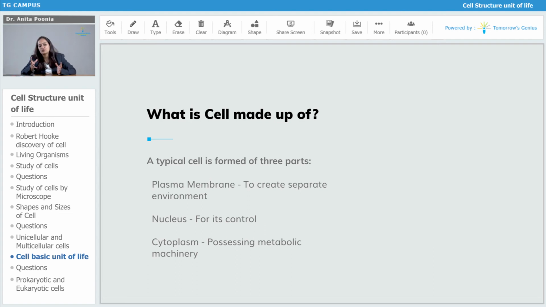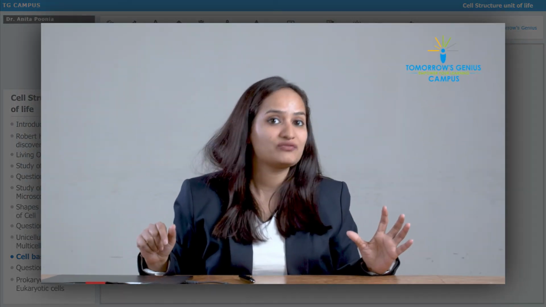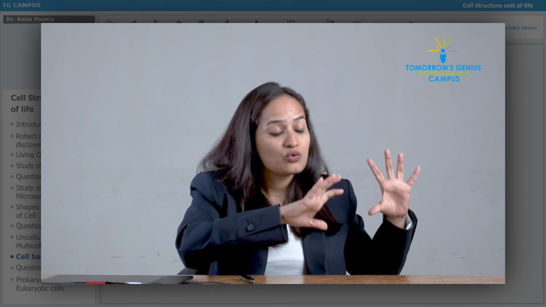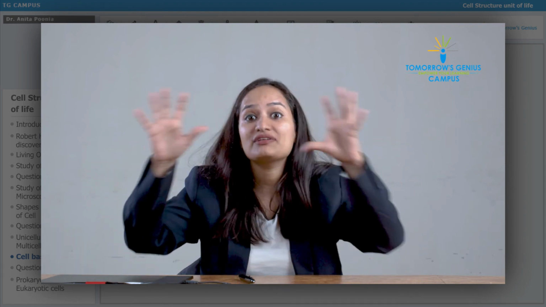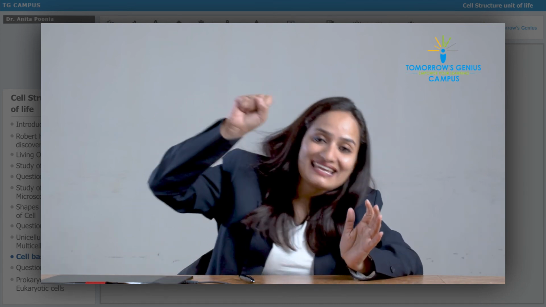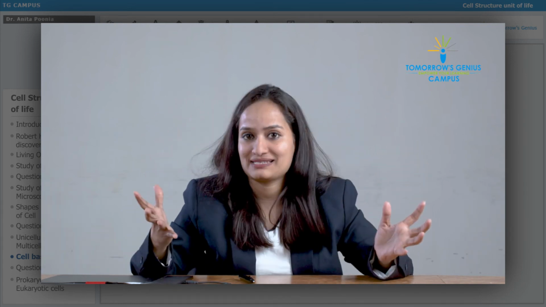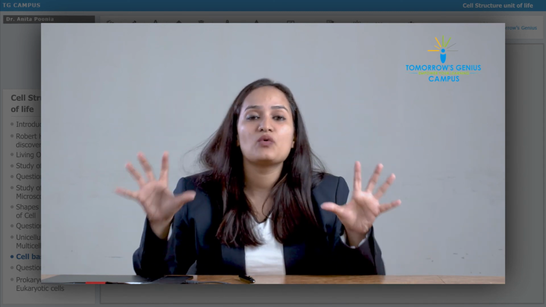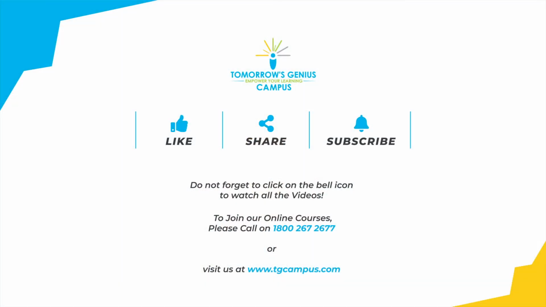Cytoplasm. Now what is cytoplasm? Cytoplasm possesses the metabolic machinery, all the organelles of the cell: mitochondria, chloroplast, Golgi bodies, ribosomes, lysosomes, everything, or the nucleus, say, everything is suspended inside the cytoplasm. So cytoplasm basically possesses all this metabolic machinery.